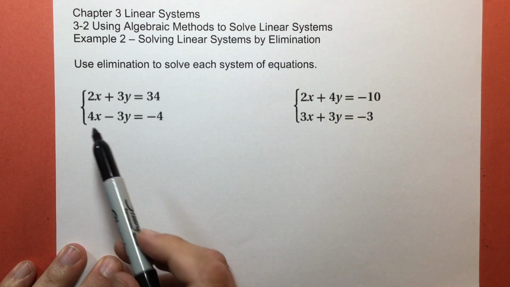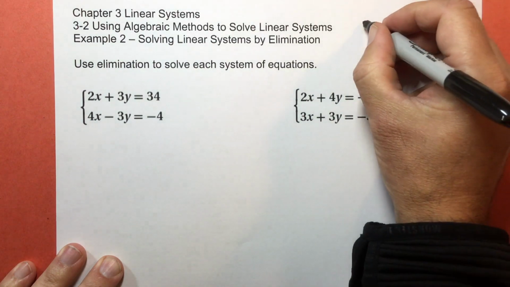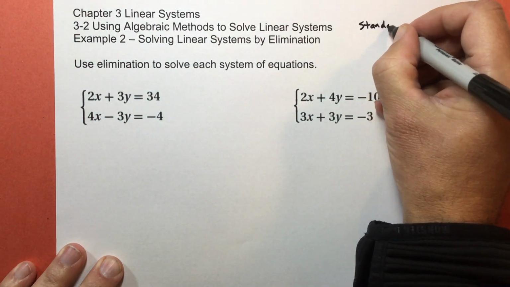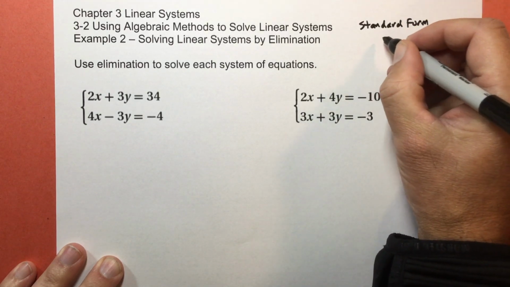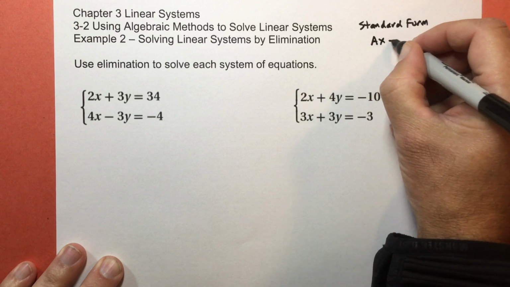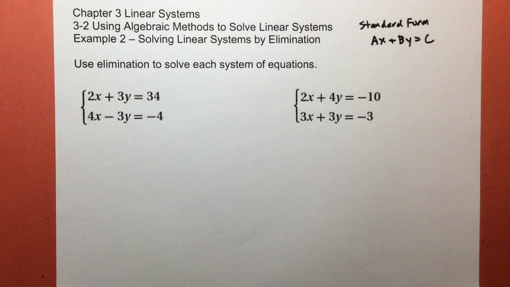All right, and here's how it's going to work. I want you to notice something about the way these are set up. These are going to be set up in what we call standard form. I'm going to write it up here. Standard form. Hopefully you remember this from Algebra 1. Standard form for a linear equation is something times x plus something times y equals something. We talked about this when we were graphing boundary lines, and we used the intercept method.